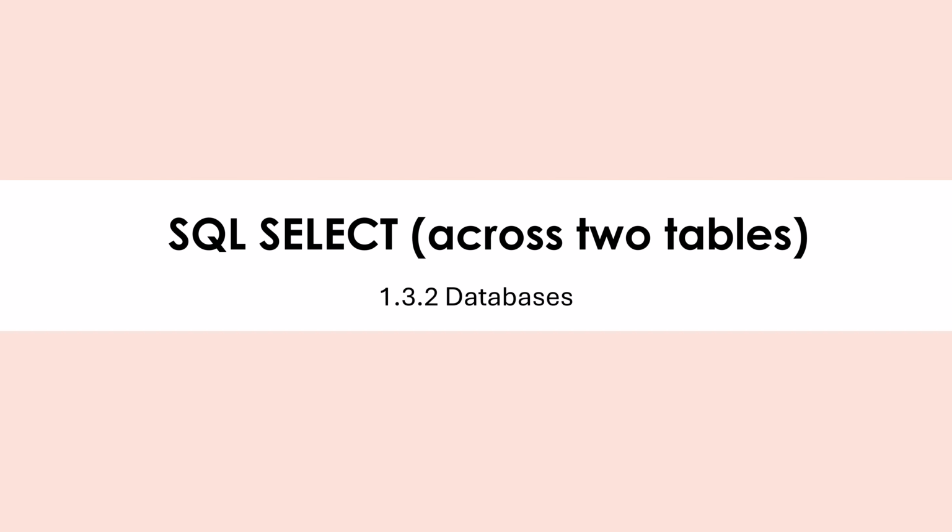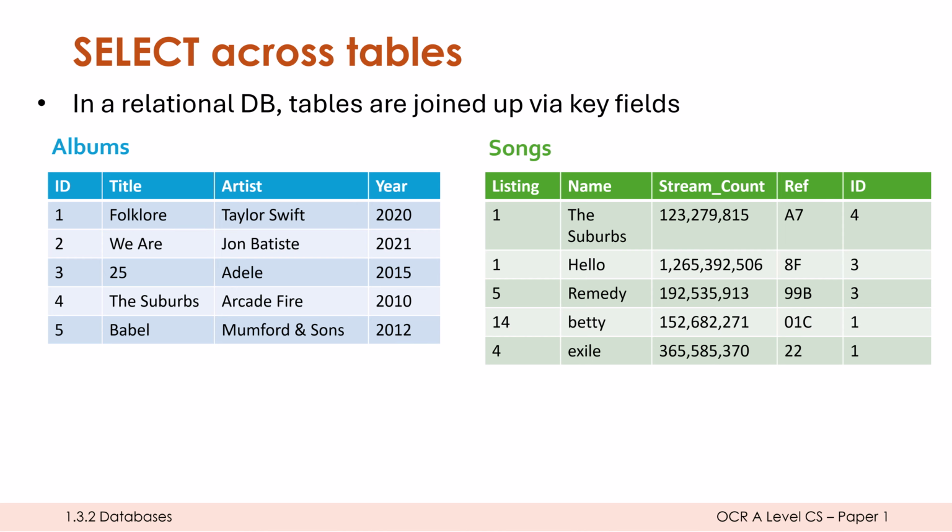Hello, we're now going to be looking at how we use SQL SELECT across two tables, which is a little bit trickier than using it across one table, because if I've got a relational database and I've got two tables, they should be connected somehow using key fields. We've talked about two keys so far. The primary key, which probably in albums is going to be ID, and in songs is probably going to be ref. We've also talked about the foreign key.